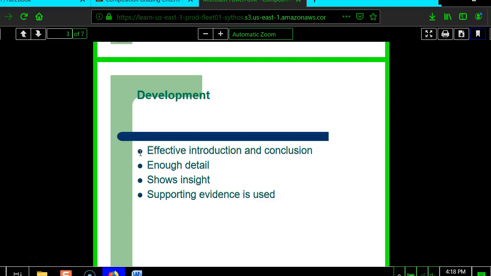The second part of the rubric deals with development. Do you have an effective introduction and conclusion? Remember, your introduction is the first exposure to your reader, and your conclusion is your final impression on the reader, and it is the one they will most likely remember.